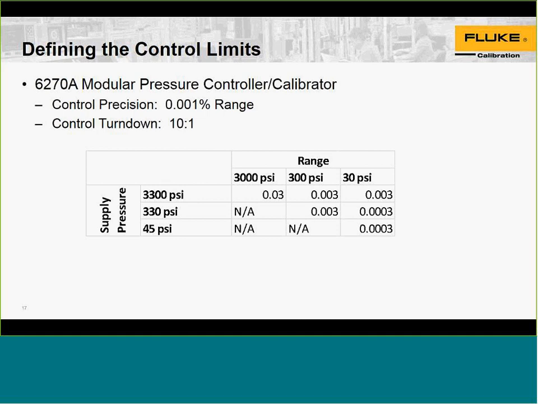With a lower pressure range, 300 psi for example, and a supply pressure of 330 psi, you get a 10-to-1 turn down at 30 psi, which is 10 times better.